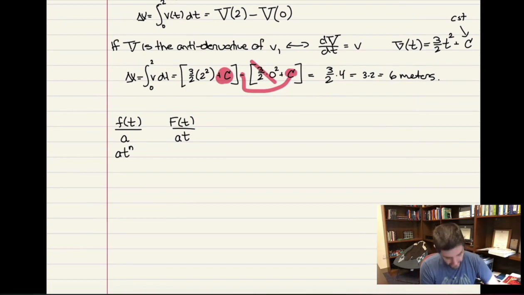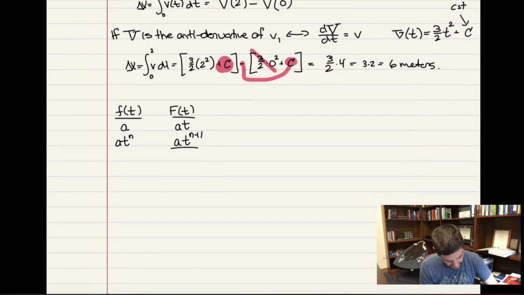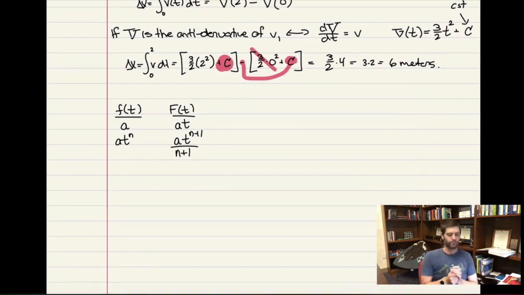For a general polynomial, instead of the power going down, now the power goes up, and you divide by the new power. So similar-ish to how the derivative worked, but now instead of the power going down, the power is going up, and it ends up in the denominator rather than the numerator.